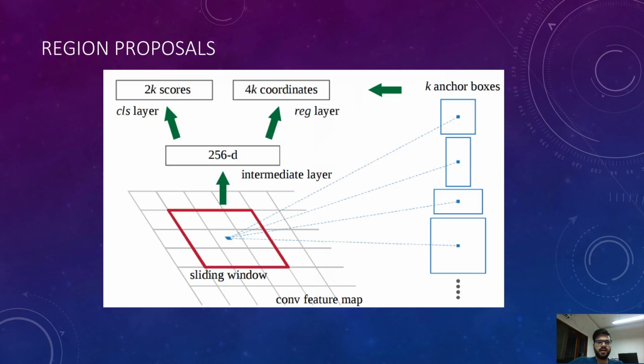On the feature map that has been generated after the convolution layers, we slide a window over it. Then we create anchor boxes. Anchor boxes are the proposed boxes that are generated by the region proposal network. In this paper, they used anchor boxes of three different scales, that is, three different sizes, and three different aspect ratios. So in total, they had 9 anchors per sliding window, giving 4k coordinates and 2k scores as an object or not an object for each particular anchor box.